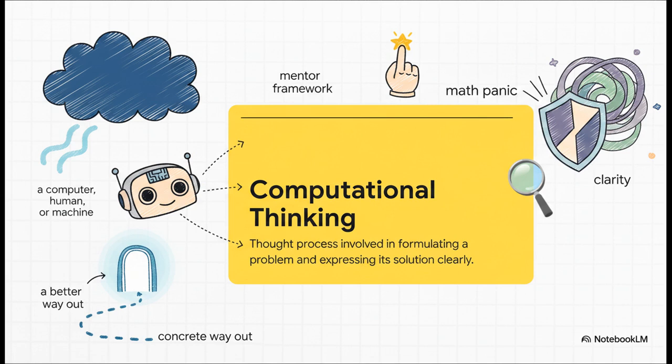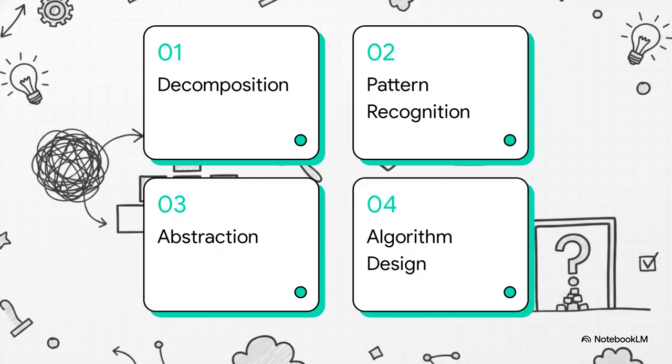We're going to use a mentor framework known as computational thinking. Basically, this is the thought process involved in formulating a problem and expressing its solution so that a computer, a human, or a machine can actually carry it out effectively. Think of this as your absolute best friend right now, stepping in to offer some much-needed clarity and rescue us from all that math panic. So this framework involves 4 distinct steps. Number 1, decomposition. 2, pattern recognition. 3, abstraction. And 4, algorithm design. This simple 4-step roadmap is going to turn our seemingly impossible math problem into a totally repeatable, easy-to-follow tutorial.